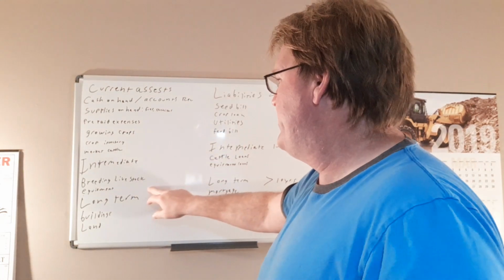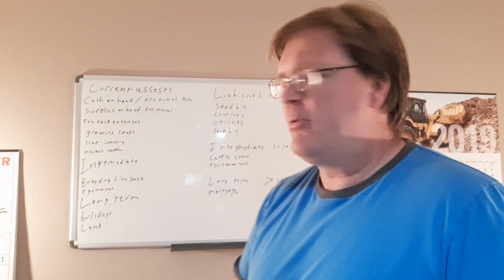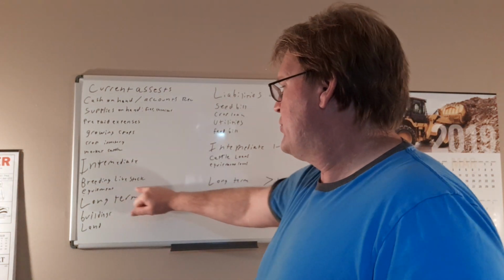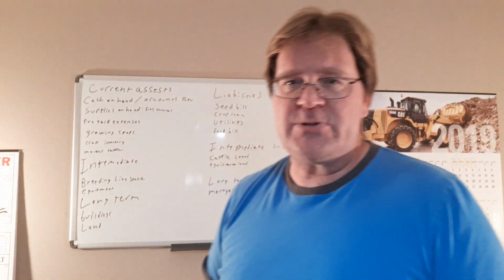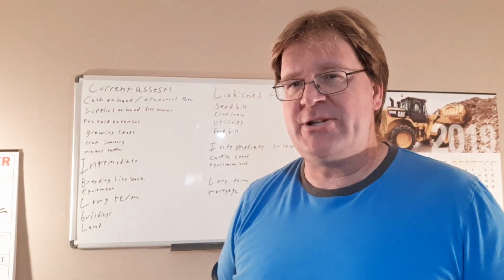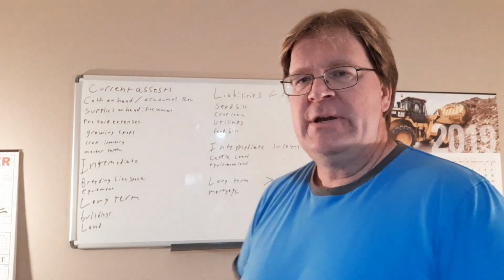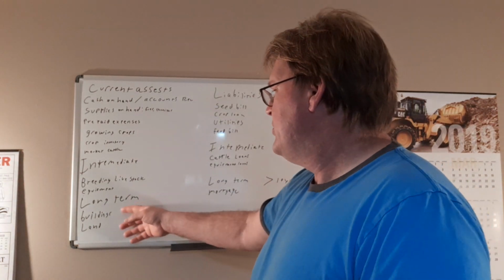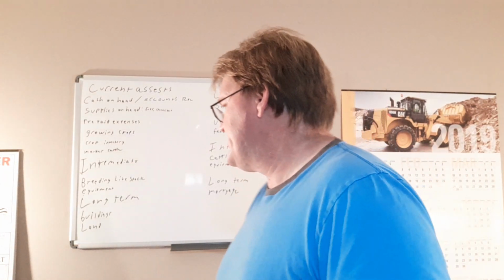Your intermediate would be your breeding livestock, your mama cows or goats or sheep, whatever you've got going on, and then your equipment. In this intermediate, if you're doing a grain bin expansion, that's usually less than 10 years. That would go in here. Some smaller buildings could go in here, but normally your long term would be your major buildings and land purchases and items.